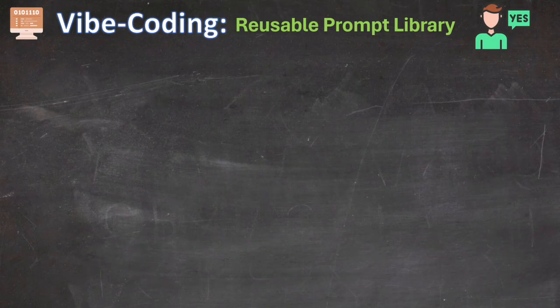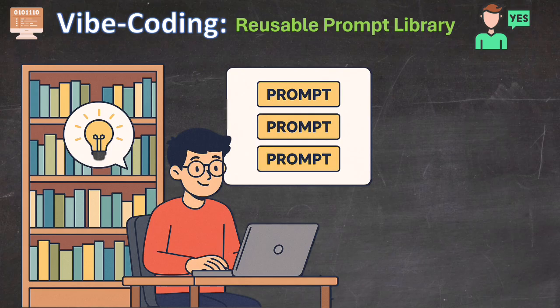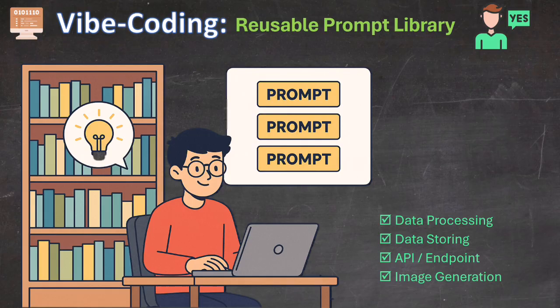Finally, my favorite do. Build a reusable prompt library. You know how you reuse bash aliases or VS Code snippets. So do the same thing for your prompts. Start saving them too, and even better, group them by use case. Data processing, data storing, API and endpoints, image generation. You name it. Build your own prompt library and level up fast.